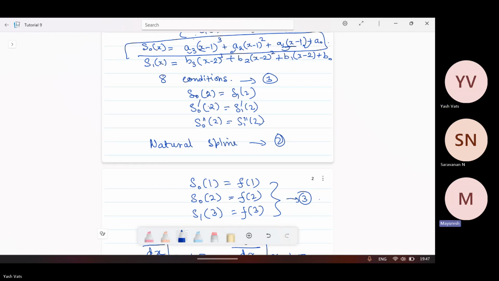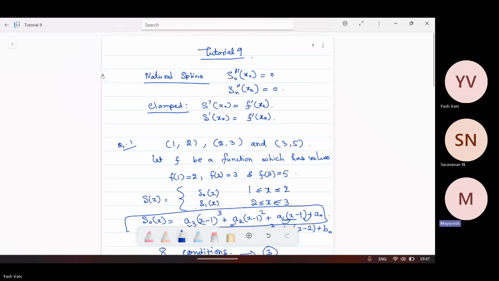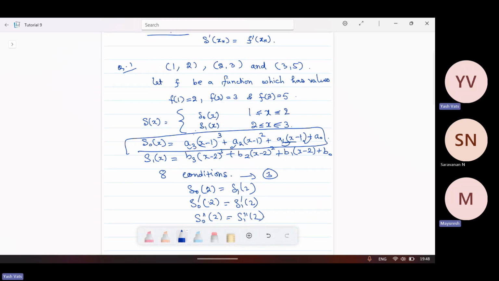Yeah, just one small doubt. Can you go a little up? This S0(x) and S1(x), can you quickly explain once again how we arrived at that? How do we decide the polynomials S0(x) and S1(x) with A3, A2, A1? Why did you take x minus 1?